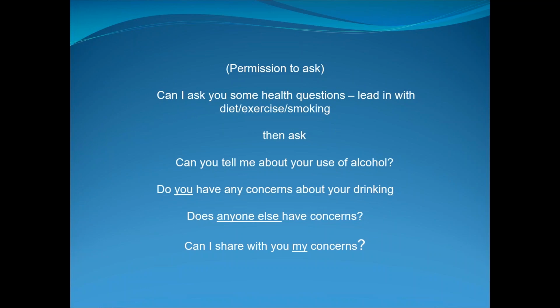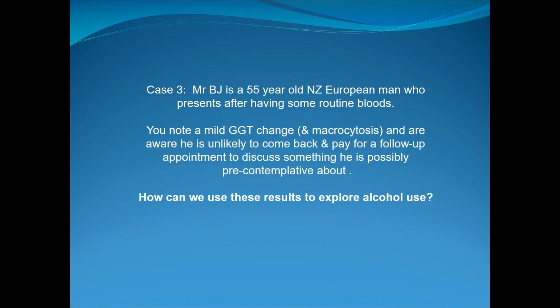So that's good. And then the last case is Mr. BJ, who's a 55-year-old New Zealand European man who presents after having some routine bloods, and you notice a mild GGT change and some macrocytosis, and you're aware he's unlikely to come back and pay for a follow-up appointment to discuss something he's possibly pre-contemplative about. So this is really just setting it up to say, you've got a bit of information, you've got a one-off chance to do something about it.